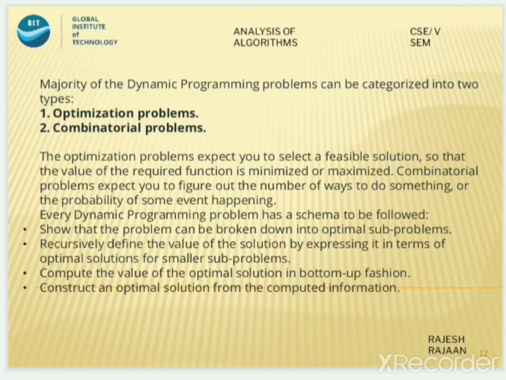Every dynamic programming problem has a schema to be followed. Show that the problem can be broken down into optimal subproblems. Then recursively define the value of the solution by expressing it in terms of optimal solutions for smaller subproblems. Compute the value of the optimal solution in bottom-up fashion, then construct an optimal solution from the computed information.